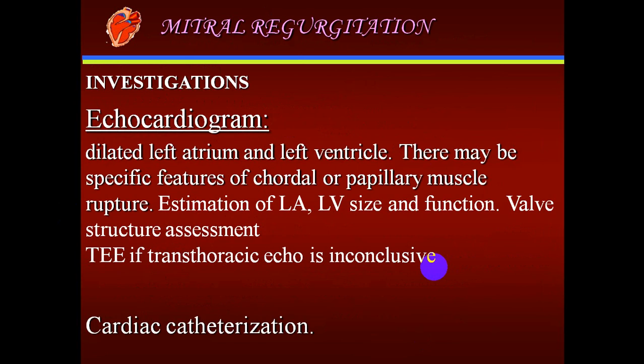Echocardiogram is very essential, as in mitral stenosis. It shows dilatation of the left atrium and left ventricle. There may be specific features of chordal or papillary muscle rupture, especially in acute cases. It allows estimation of left atrial and left ventricular size and function and ejection fraction, and assessment of valve structure. Transesophageal echocardiography is used if a transthoracic echo is inconclusive. Cardiac catheterization is needed more commonly than in mitral stenosis, if there is ischemic heart disease or we need surgery.